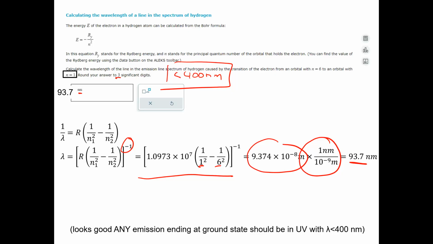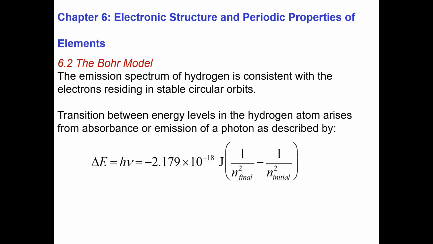Okay, cool. So again, looks good. Any emission ending in the ground state, n equals 1, should always be in the UV and have a wavelength less than 400 nanometers. So I feel super confident about this answer.